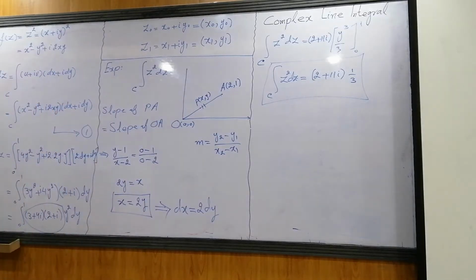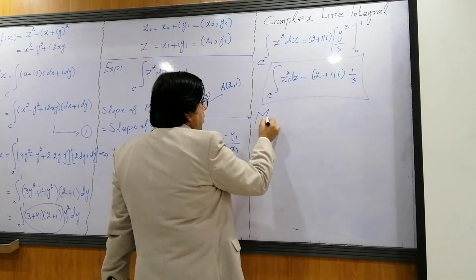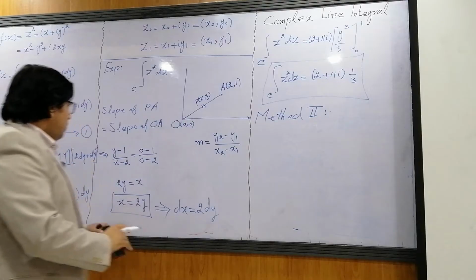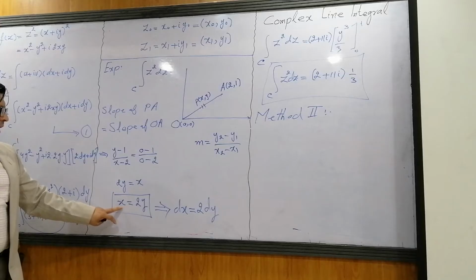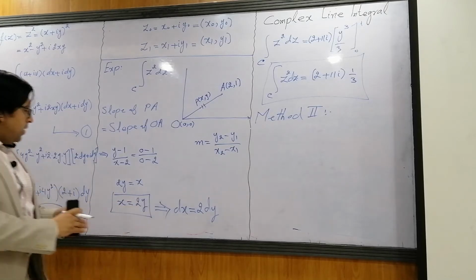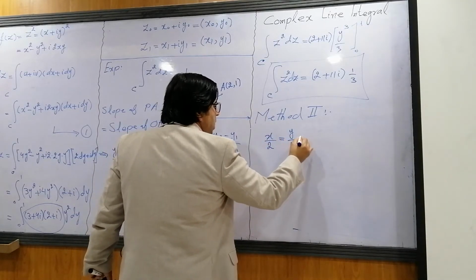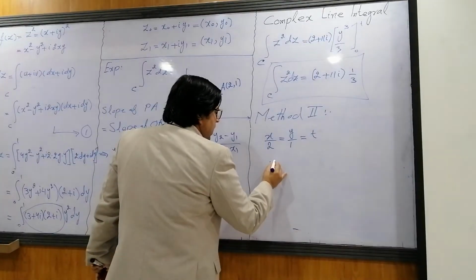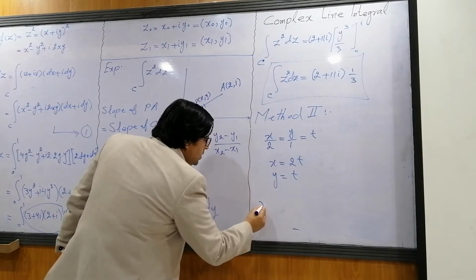Now I have to show you how we can use the second method, which is the parametric method, to obtain the solution. So this is method number 2. We have already obtained that x is equal to 2y. From this we can get that x/2 is equal to y/1. If we put this equal to t, we will get x = 2t and y = t.